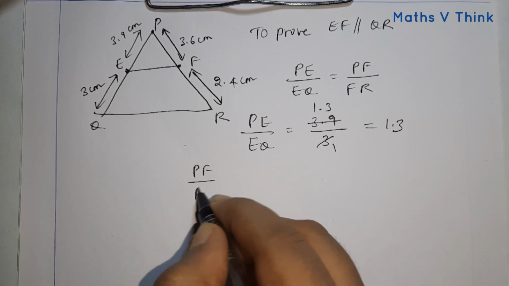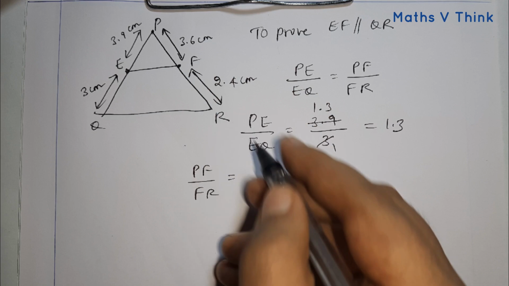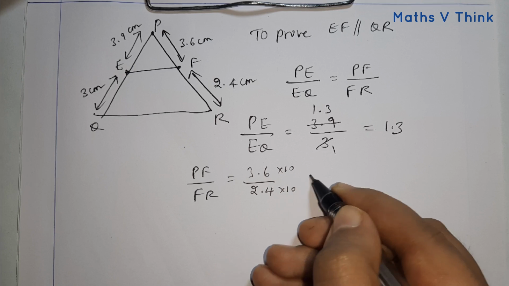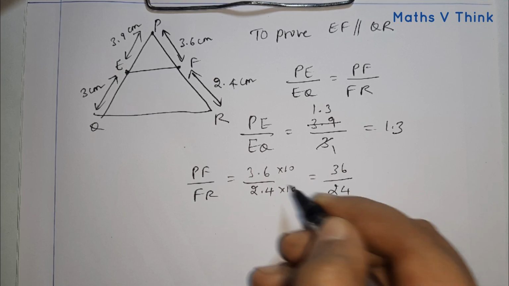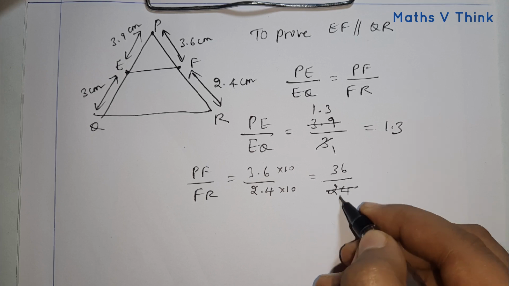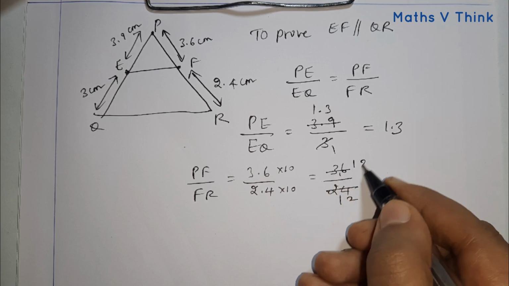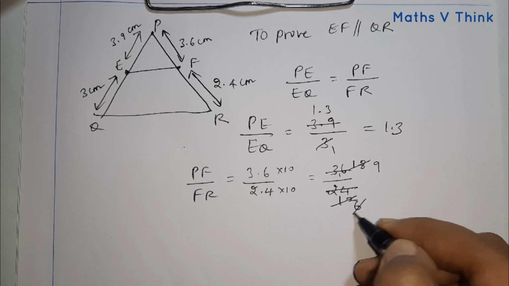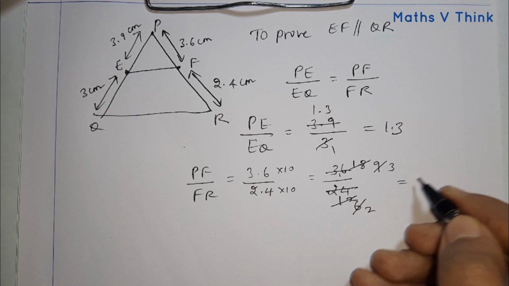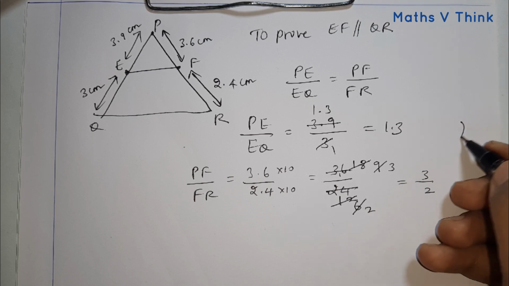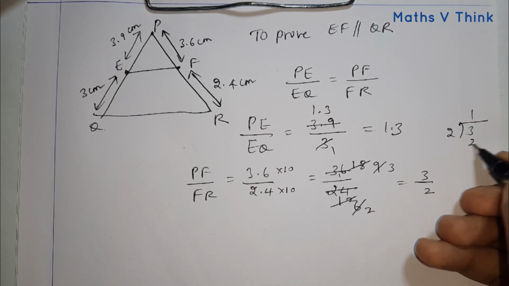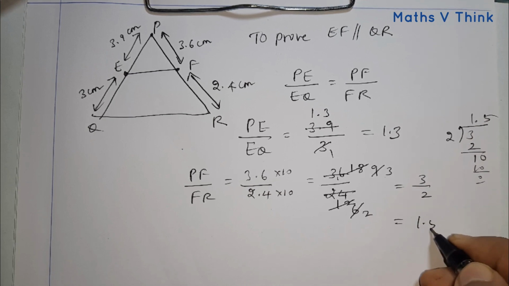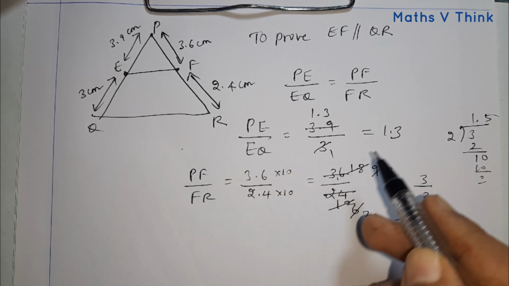Same way now PF by FR. So PF by FR is equal to, PF is 3.6 divided by FR is 2.4. So into 10 is equal to 36 by 24. Why? Because the points get removed. Next 2 ones are 2, 2 twos are 4. 2 ones are 2, 2 8s are 16. Then again 2 table, 2 6 are 12, 2 9s are 18, 3 2s are 6, 3 3s are 9. I get 3 by 2. So 3 by 2 is nothing but 1.5.